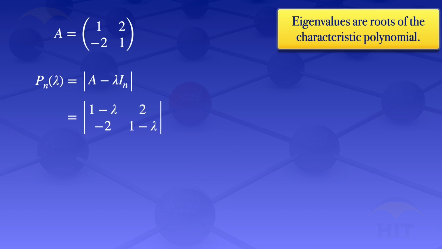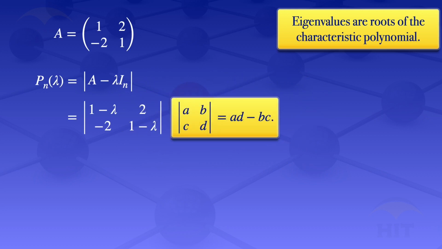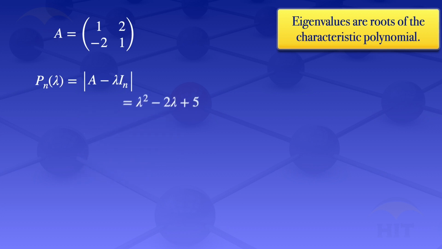What we are having there is the determinant of a 2 by 2 matrix. The determinant of the matrix A, B, C, D is equal to AD minus BC. So using that formula there, we have that determinant is 1 minus lambda multiplied by 1 minus lambda plus 4. We can simplify that to lambda squared minus 2 lambda plus 5. So what we are having there is the characteristic polynomial is lambda squared minus 2 lambda plus 5.